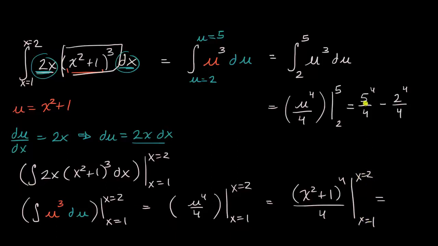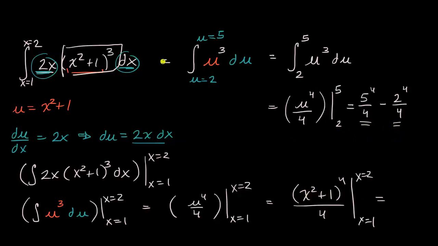And you will notice that you will get the exact same thing. When you put x equals 2 here, you get 2 squared plus 1, which is 5 to the 4th power over 4. That right over there. And then minus 1 squared plus 1 is 2 to the 4th power over 4. That right over there. So either way, you'll get the same result.